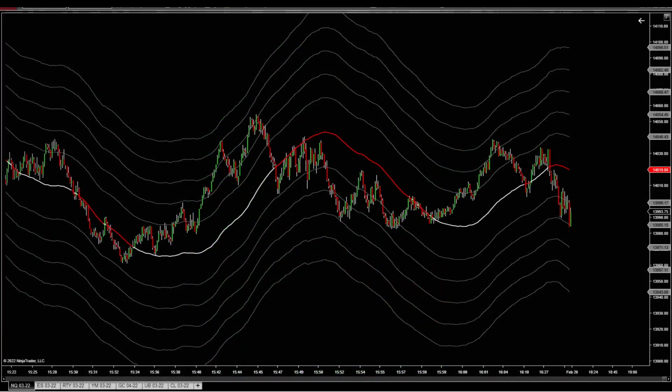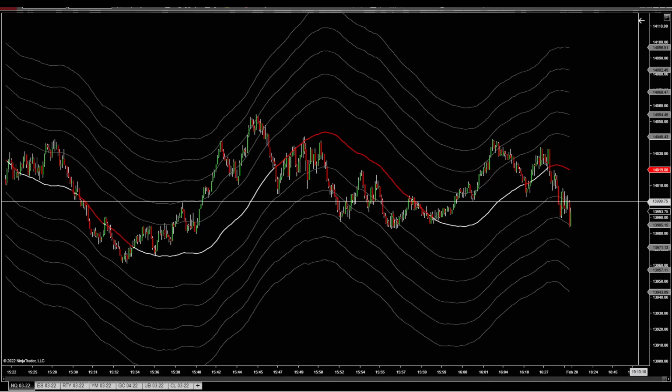So we're looking at our NQ right now, and as far as the settings and so forth, I give those to whoever purchases the indicator, and I give the different time charts and stuff that I recommend. But again, you change it according to how your strategy is.